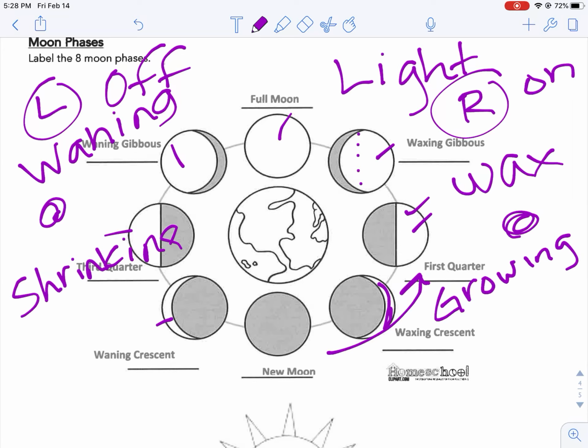So wax on, the light is on the right, the light is growing. Waning, wane off, left side, the light is shrinking, and pay attention to the shape. If it is just a sliver or less than half, then it's a crescent. When it is a nice crisp line here, half and half, that's a quarter. And then bulging, that's a gibbous. Full moon or new moon. Don't see any of it? Nope. See all of it? Full.